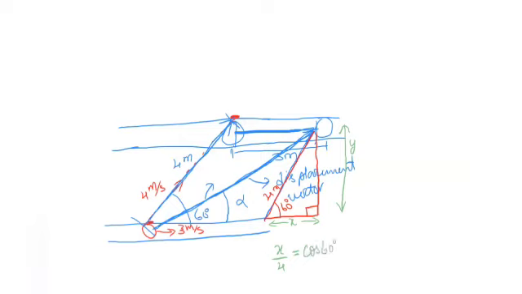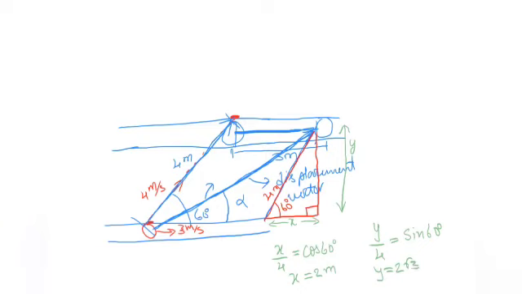And y by 4 is sine 60, isn't it? So now you know x is equal to 2 meters and y is equal to 2 root 3 meters. Do the simplification, you'll understand that.